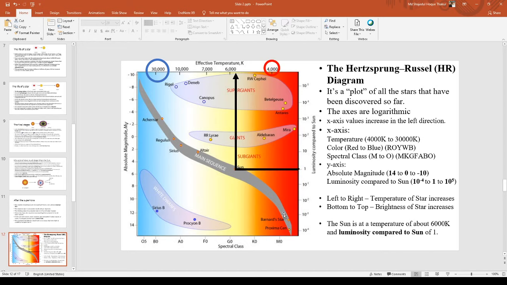Giants and supergiants, low temperature, and white dwarfs, high temperature. Yes, correct.